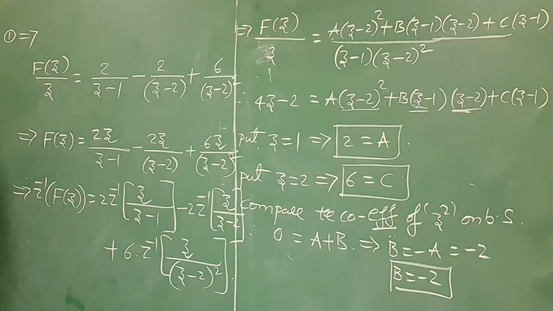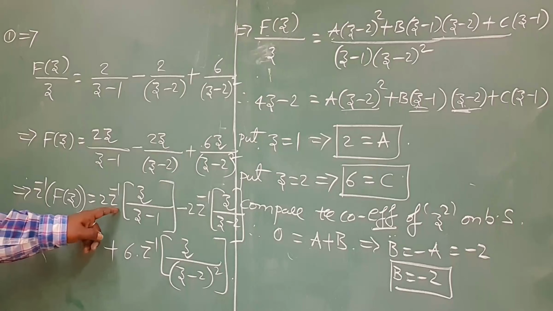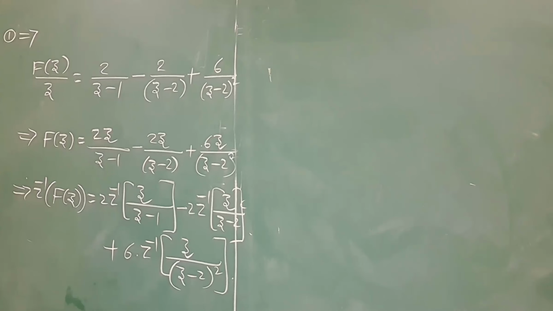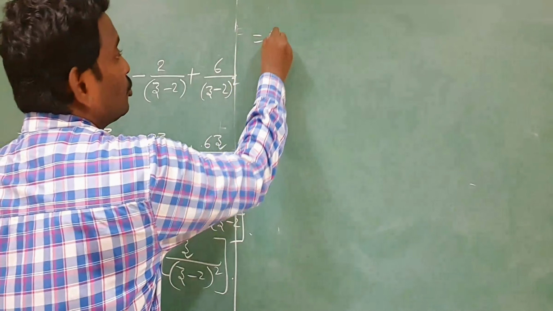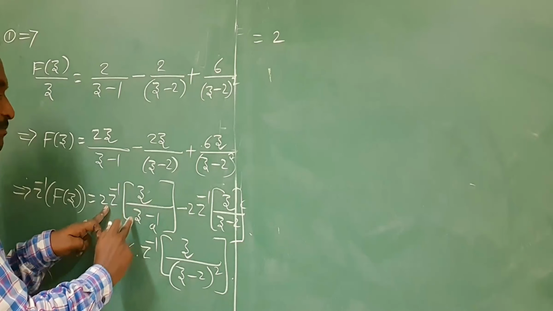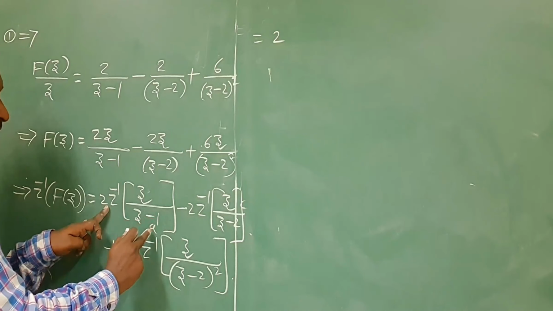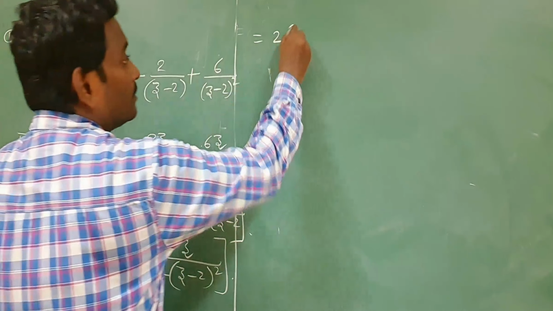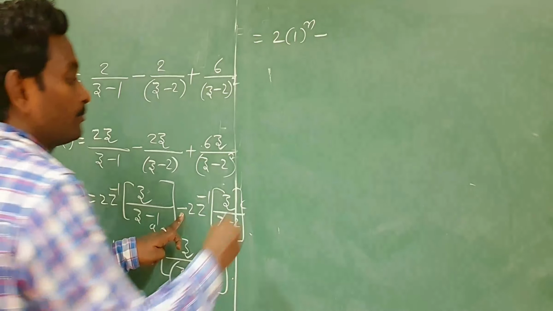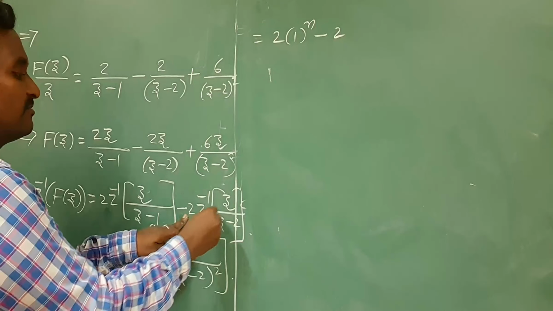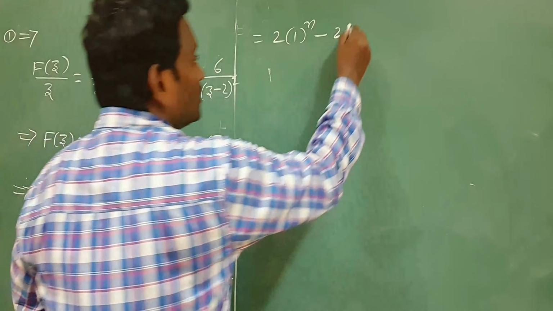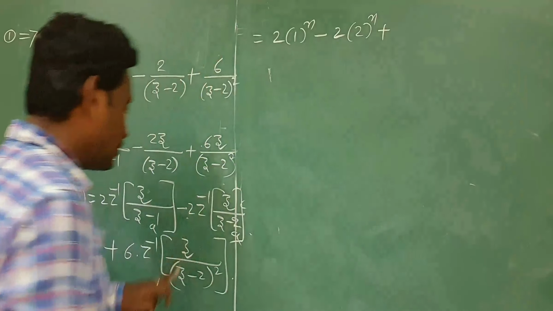So it is enough to apply the formula and we have to express these inverse transforms in terms of n. Just write below this step: 2 into, what is the formula for z inverse of z by z minus 1? It is in the form of z inverse of z by z minus a, it is a power n. A is nothing but 1, 1 power n, which is nothing but 1. No problem. Minus 2 into, here also it is in the form of z inverse of z by z minus a, where a is 2. So 2 power n.